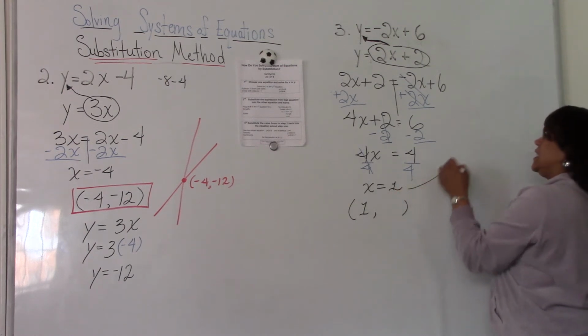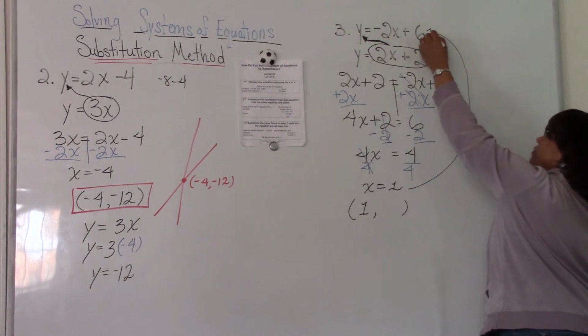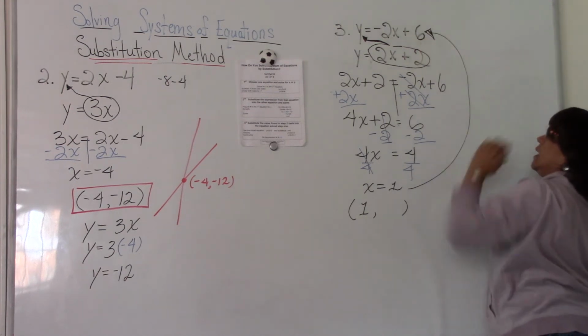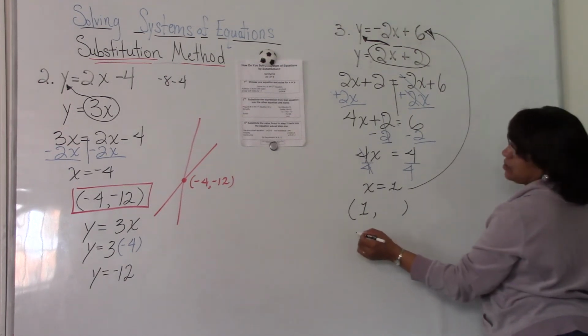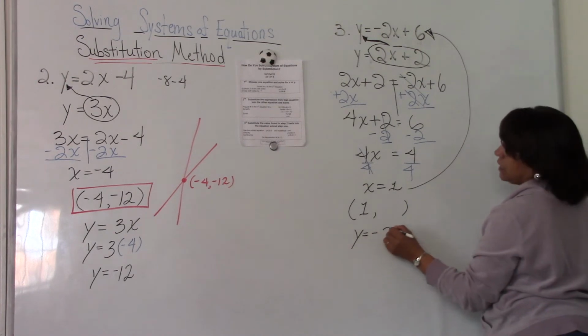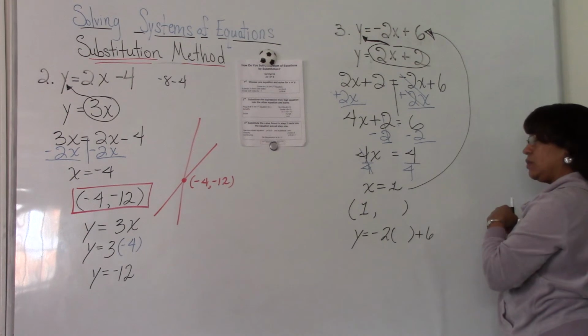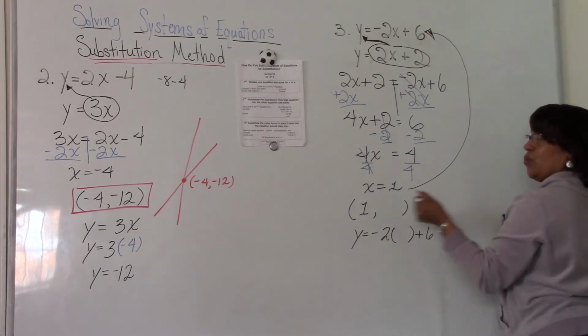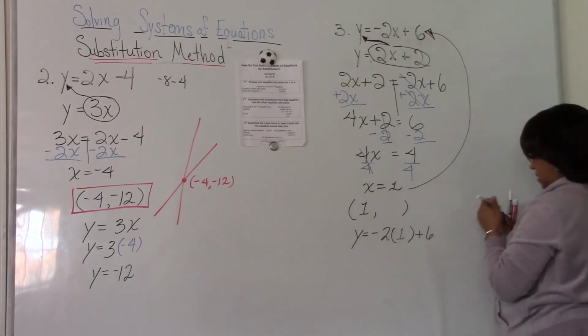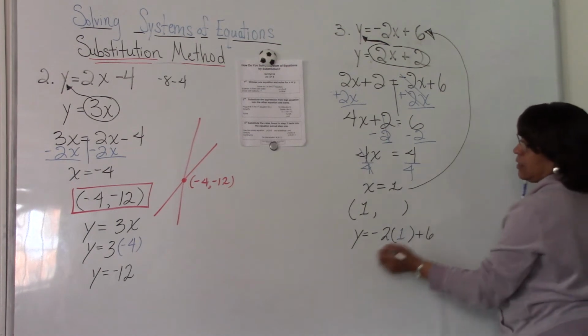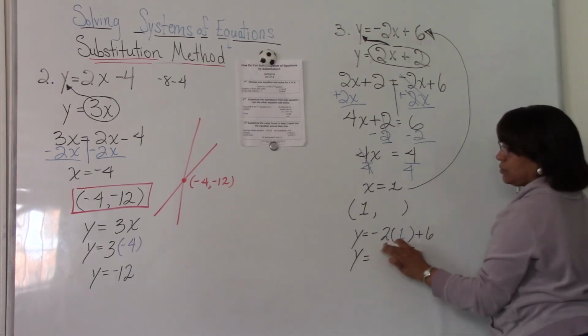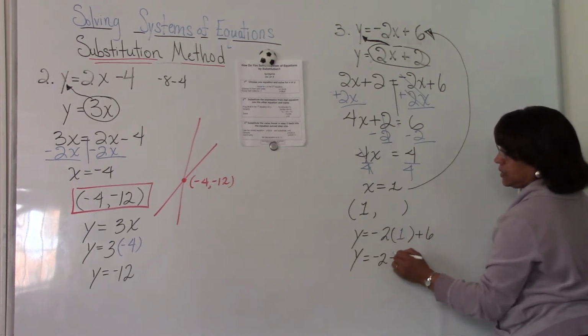Yes, you can plug it into any equation up top, the first or the second. And I'll just choose to do the first. Y equals negative 2 times blank plus 6. In place of x, what should we put? 1, right? So now we're going to solve. Y is equal to negative 2 times 1, which is negative 2, plus 6.